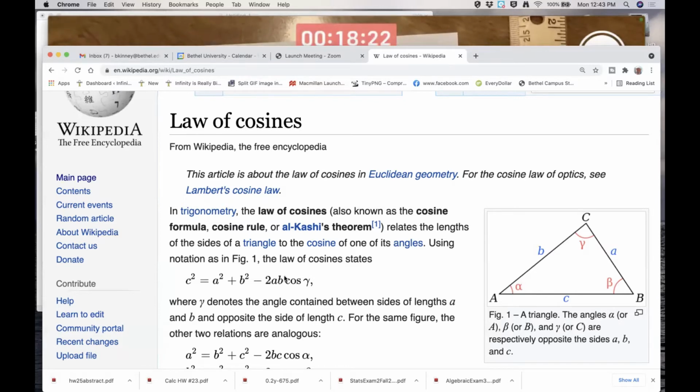So the square of the length of the side opposite the angle you're interested in is the sum of the squares of the other two sides minus 2 times the product of the lengths of those sides times the cosine of the angle. So it's kind of complicated, but let's see what it gives us here.